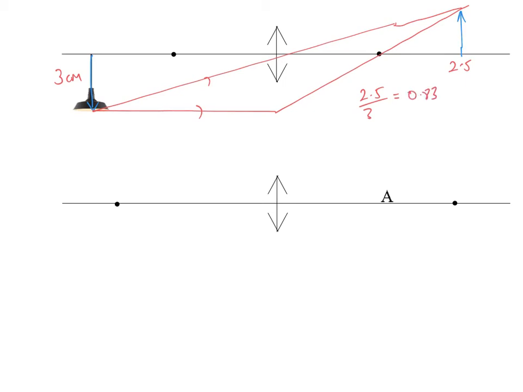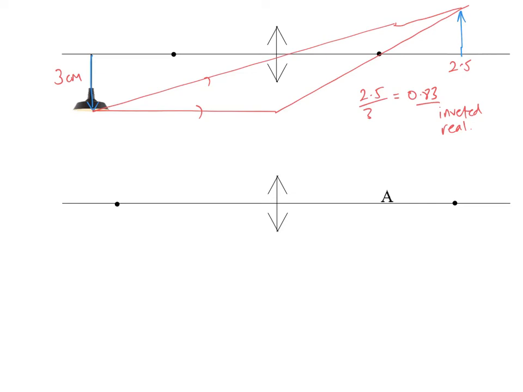So hopefully you can see that the arrow is pointing down just here and pointing up, so we would say that this has become inverted, so it's upside down. We would also say that we've got a magnification of 0.83, so it's slightly smaller. And the other thing to say is that it is a real image, and that's because it can be projected. They're on the opposite sides of our lens.